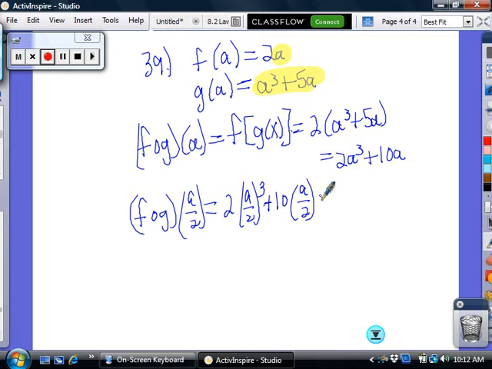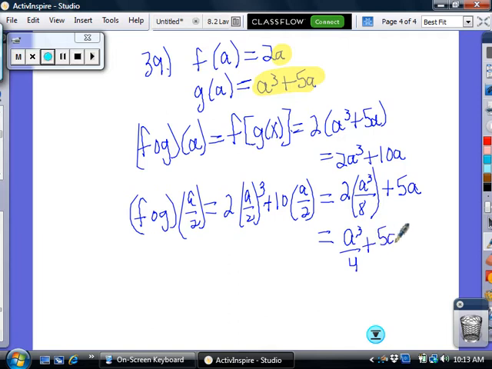and simplify that, I end up with 2 times a to the third and 2 to the third, and then half of 10 will be 5a. And 2/8 reduces to 1/4, and so that's my final answer. So I found the composition function, and then right here I plugged in.